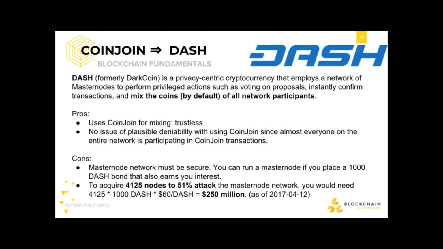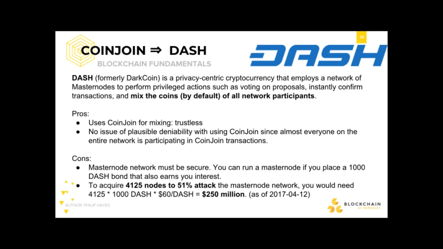So one example of it is Dash, which uses a mixer called CoinJoin, which we talked about a couple of slides ago. The idea here is you have better plausible deniability since everyone in the network is forced to be part of the mixing. So you have a very large anonymity set.